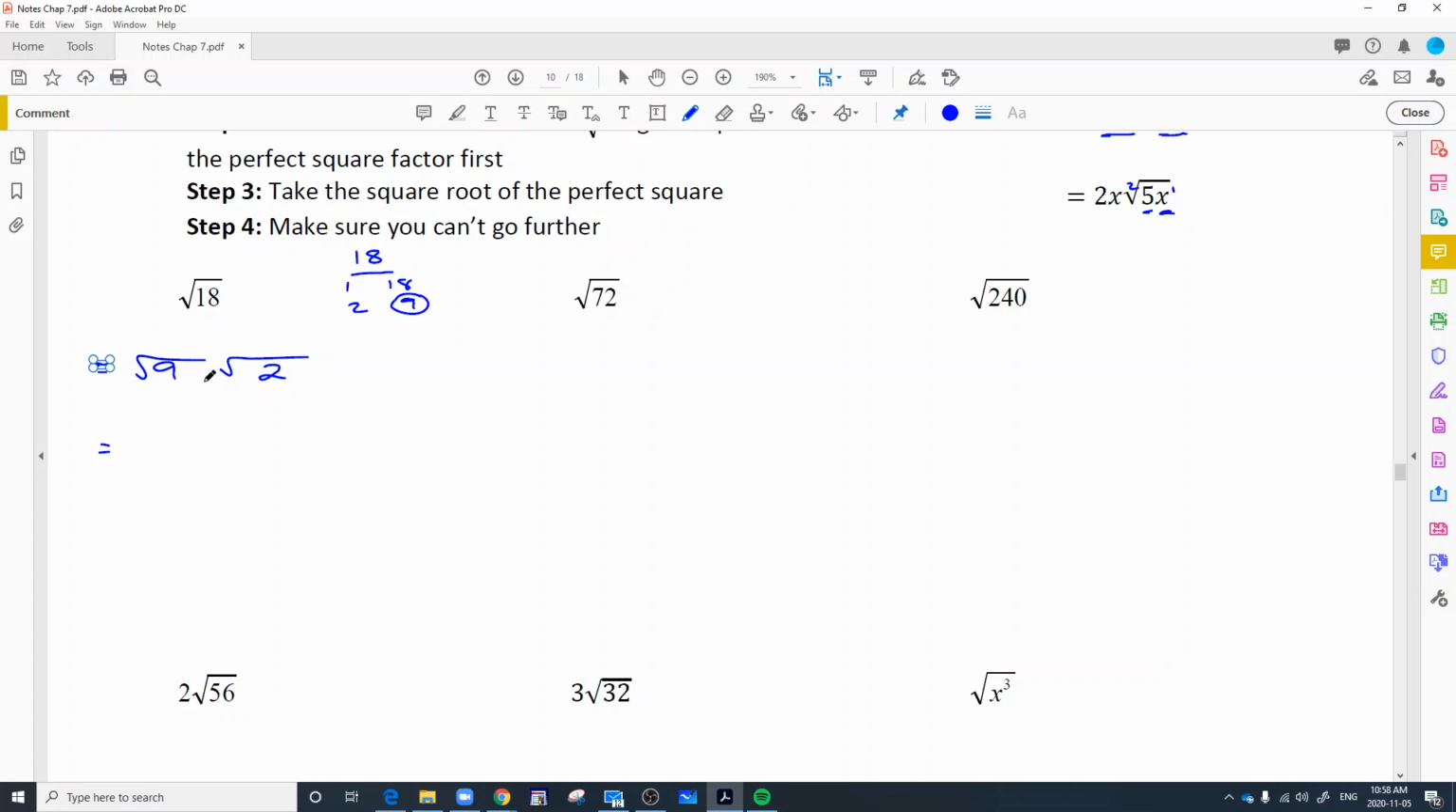Then I'm going to take the square root of 9 to get 3, and I'm left with 3 times the square root of 2.